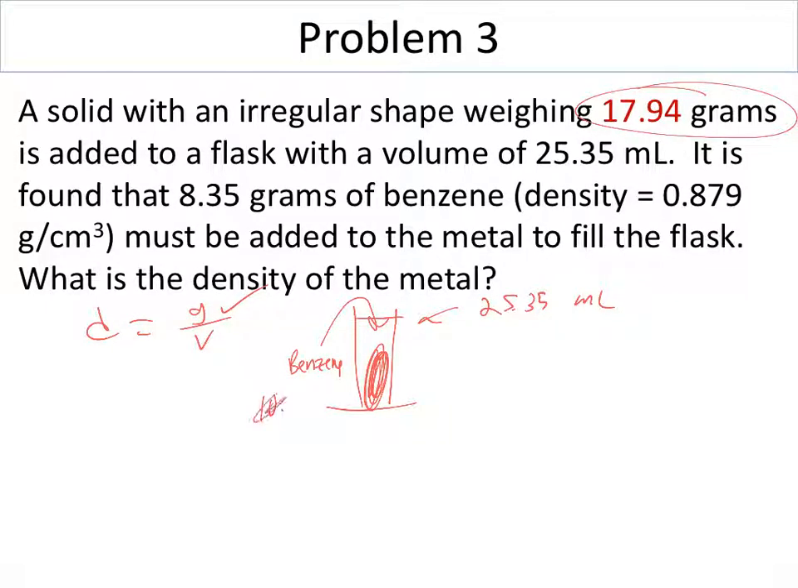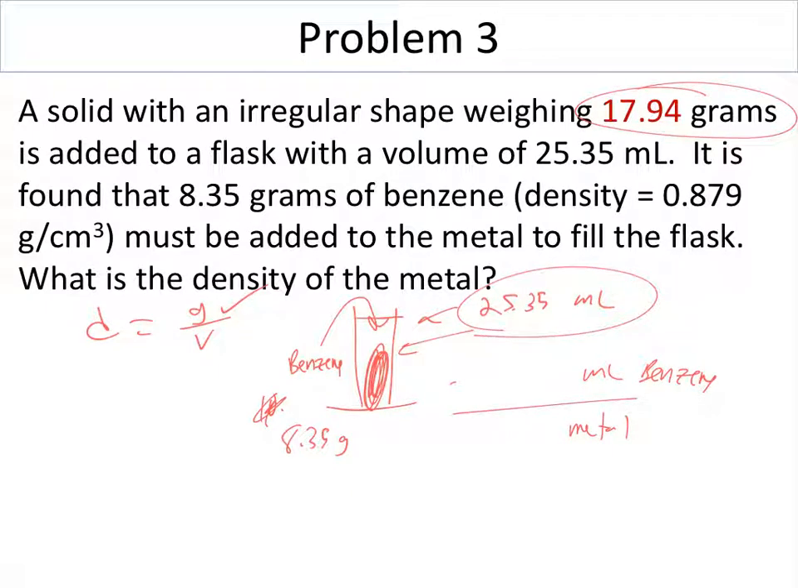And 8.35 grams of benzene was added. And that filled the flask. So, if I know the total volume of the flask, if I can find the volume of the benzene, I can subtract the benzene and find the volume of the metal. So that kind of gives us an idea of where we might go forward.